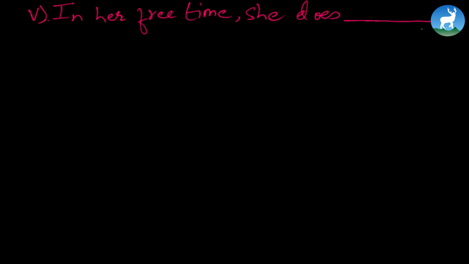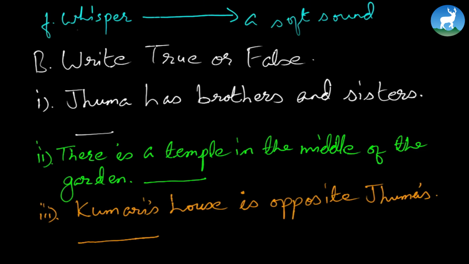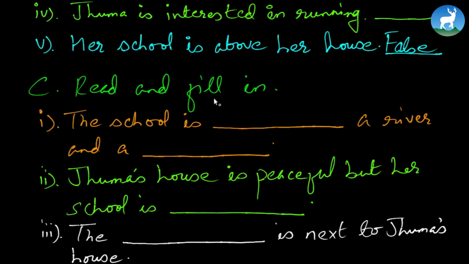We move further. Number 5, in her free time, she does, remember free time is spare time, right? To do this, you really have to read the passage. If I'm to do number 1, the school is, in the passage you'll find it's written, the school is between a river and a bus stop. Please read the passage again and again to fill in these blanks with the correct word. This is how you do it.